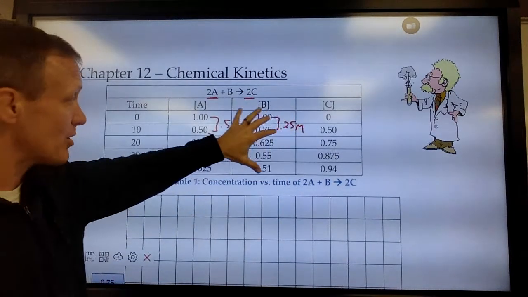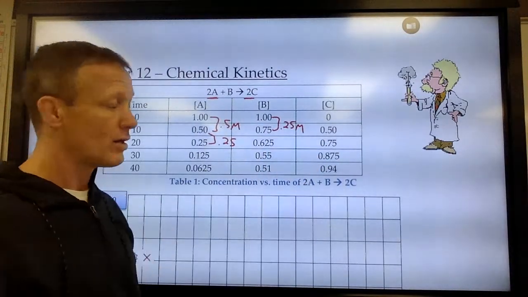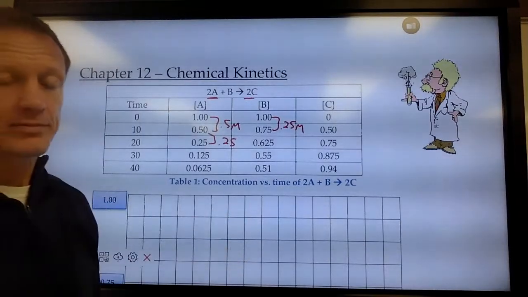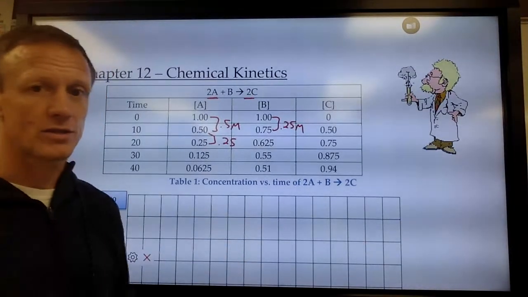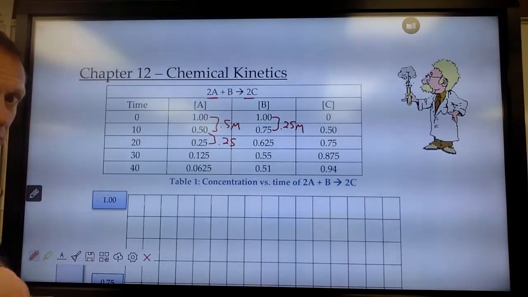So this data has to be determined experimentally. You've got to do the reaction and measure these things experimentally to figure them out. Now we can graph this information. I'm not going to spend a lot of time graphing it, but let's maybe graph one of these things.